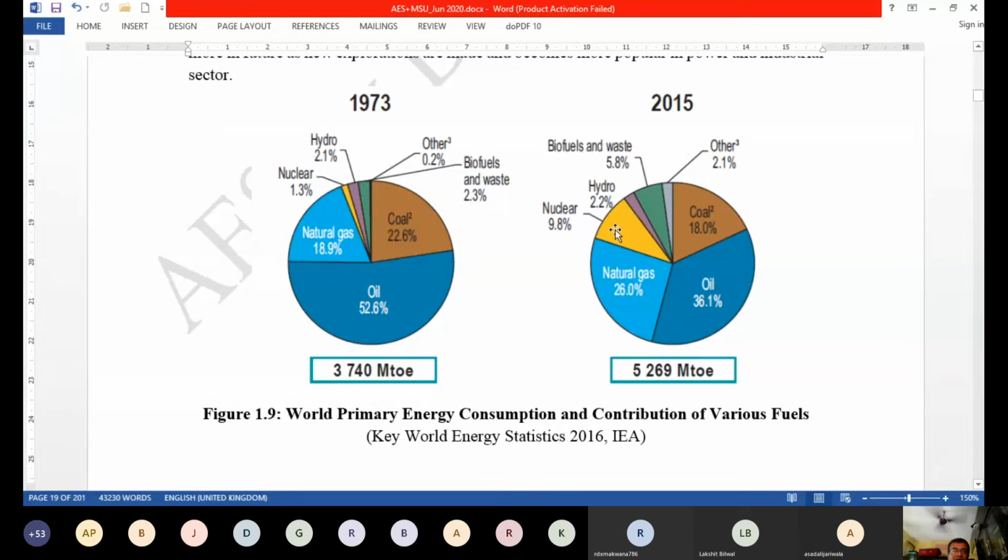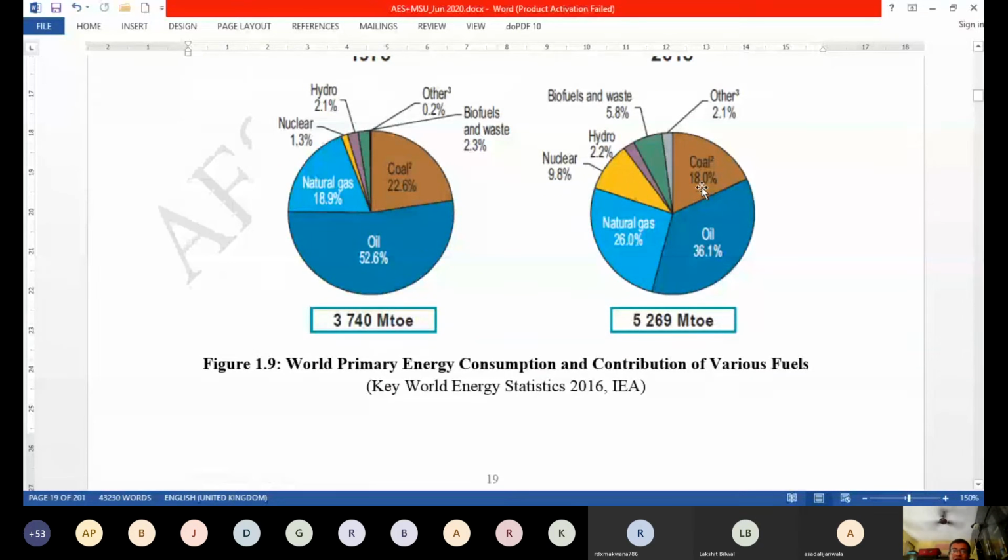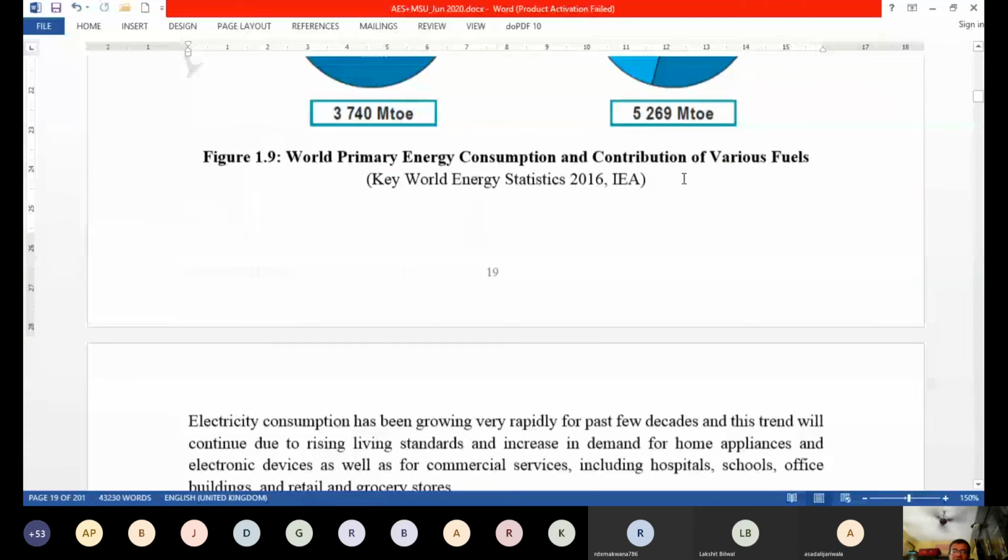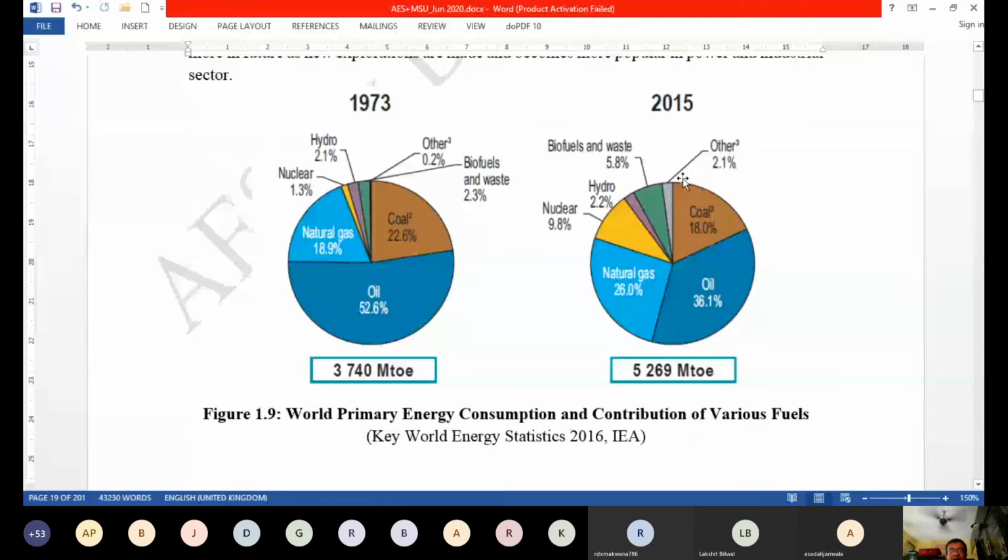Percentage wise, hydro hasn't changed much, and biofuel and waste have increased from 2.3 to 5.8. Others were almost non-existent, right? Negligible, 0.2%, but now it is 2.1%. These others include solar, wind, etc., renewable sources. Of course, the scenario is changing very rapidly, and renewables are getting more and more importance.